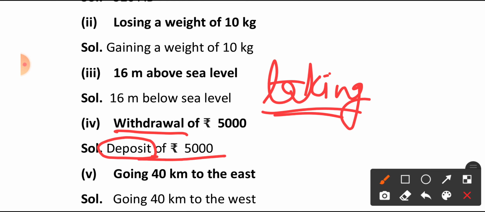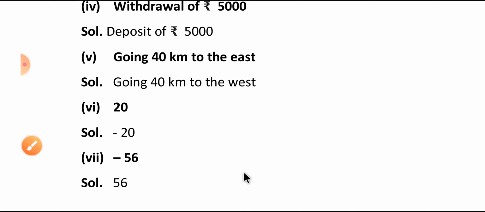Next one, going 40 kilometer to the east. So what is the opposite of east? It will be west. So going 40 kilometer to the west. First you have to identify the word for which we have to find its opposite.